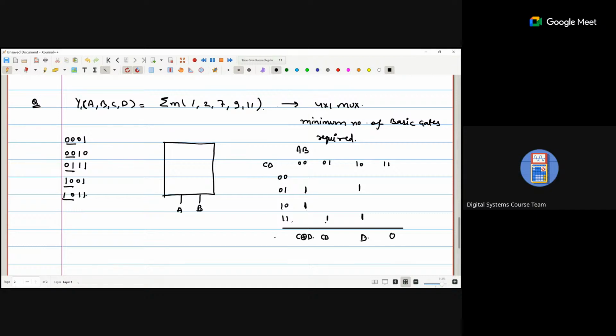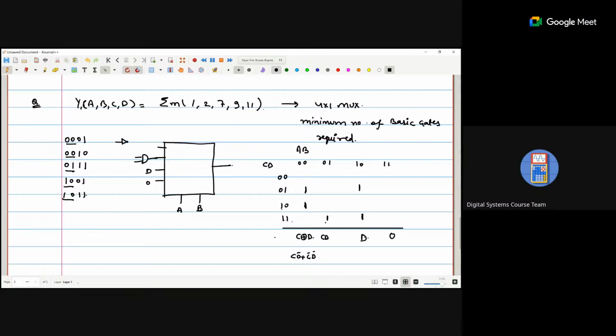Okay, so, four inputs. The last one is a 0. The third one is a D. The second one is a C and D. Okay, and the first one is, if it is C D bar plus C bar D, so you have to take 4 gates.